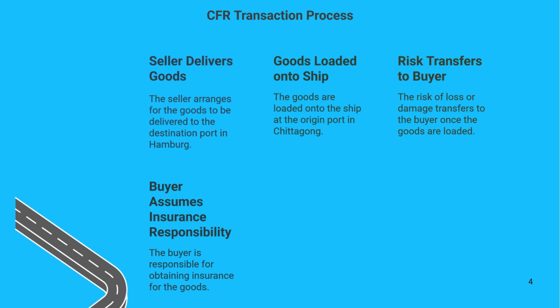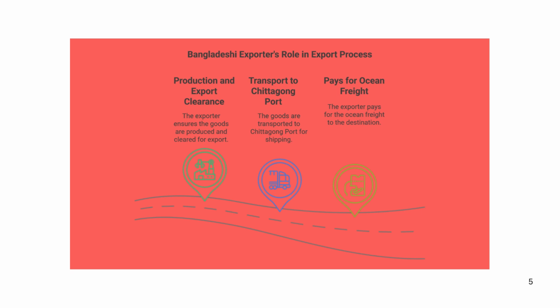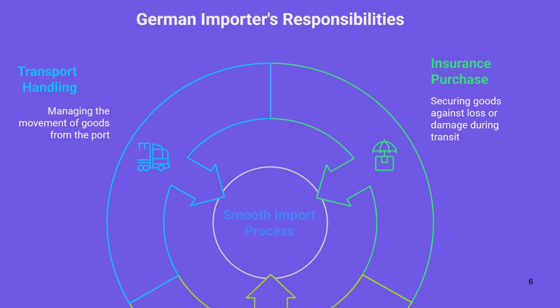Bangladeshi exporters' role: production and export clearance, transport to Chittagong Port, and paying for ocean freight to the destination. German importers' role: buy insurance, and handle import duties and transport from Hamburg Port.